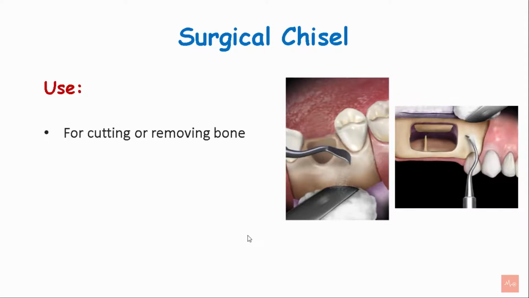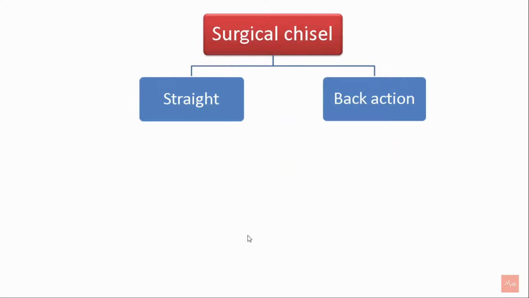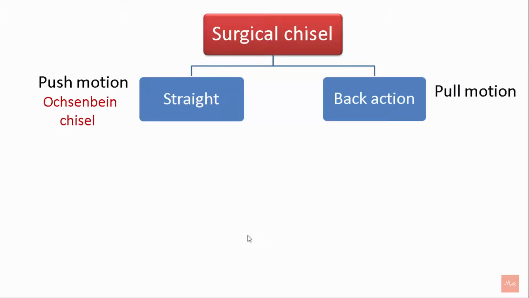Surgical chisels. These are used for cutting or removing bone, to recontour the alveolar bone crest, and to harvest autogenous bone graft. The surgical chisels are available as straight chisels or back action chisels. The straight chisels are used in push motion. The example is Ocean Bend chisel. The back action chisel are used in a pull motion. Example is the Rhodes chisel.